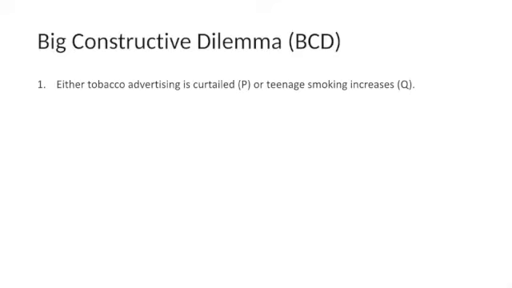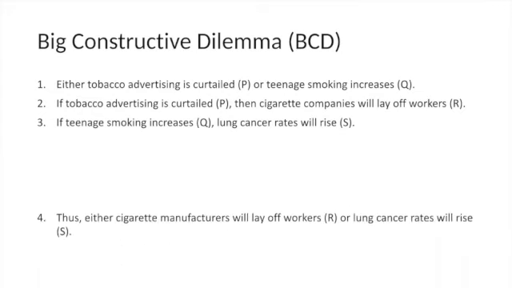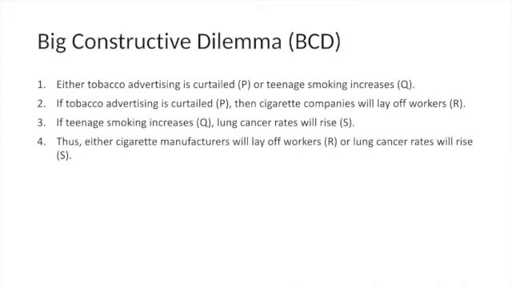So here we have, again, a disjunct. Either tobacco advertising is curtailed or teenage smoking increases, so P or Q. If tobacco advertising is curtailed, then cigarette companies will have to lay off workers. They'll have less revenue, so they'll have to lay off workers eventually. Then if teenage smoking increases, then cancer rates will rise. Since more people will be smoking, lung cancer rates will go up. Thus, either manufacturers will lay off workers or lung cancer rates will rise.